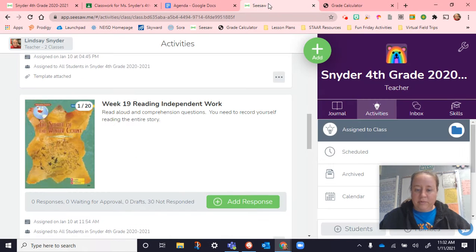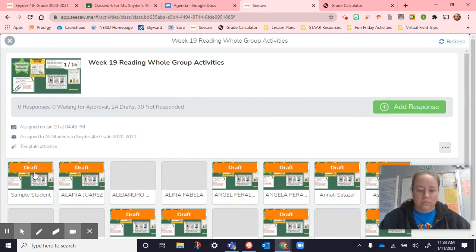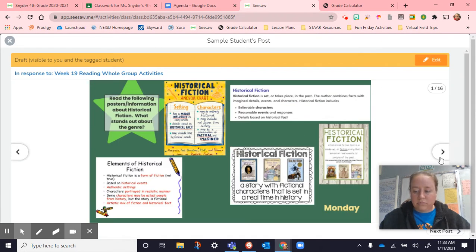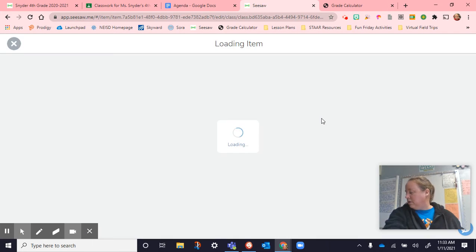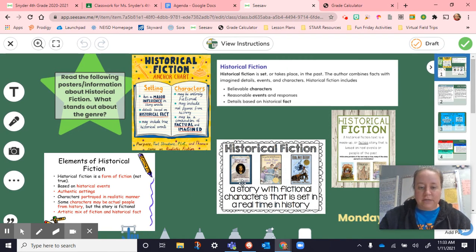Then in reading today, we went over to Seesaw, and we went to this week 19 whole group activities. All right. So we started talking about historical fiction, and we looked at this page that has several different sets of information about historical fiction on it. And we looked at some things that they have in common.